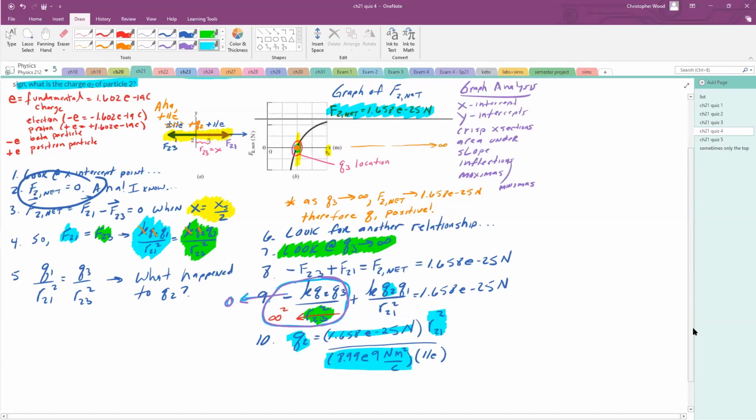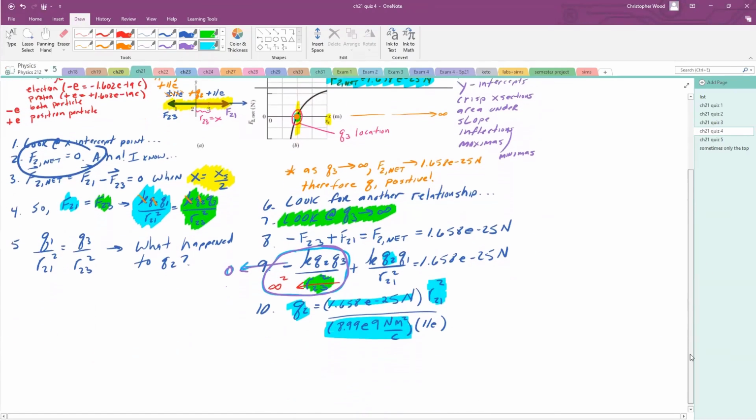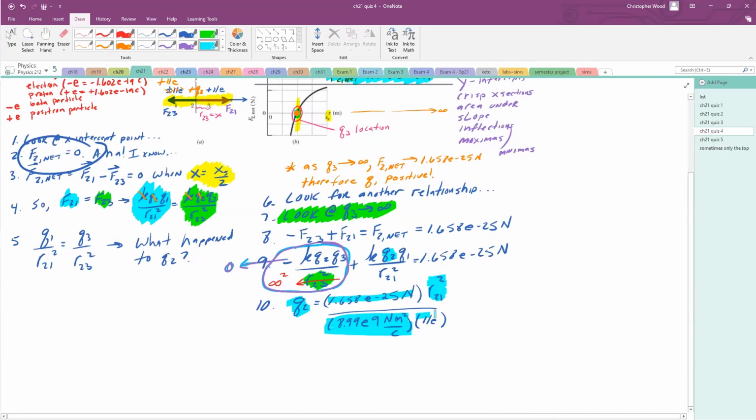Right. And not only do I know it's positive, but the question statement told me it had a magnitude of 11 fundamental charge units. So I think that's good. So then I'm thinking, this is another moment. What's R21? What is the distance between particle 2 and particle 1? What is that distance?